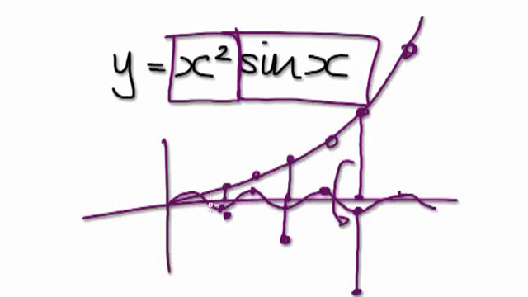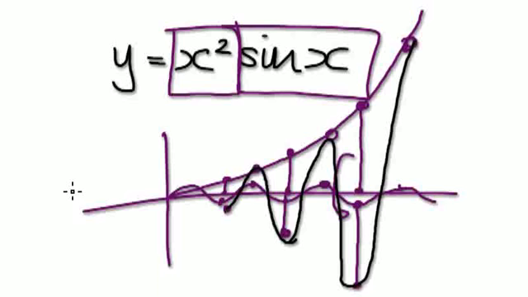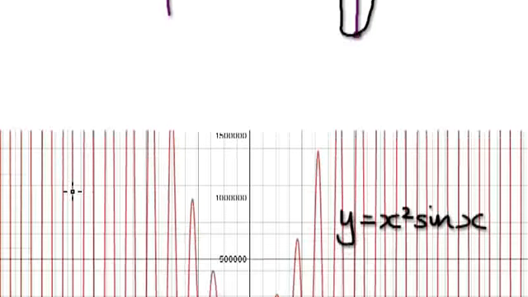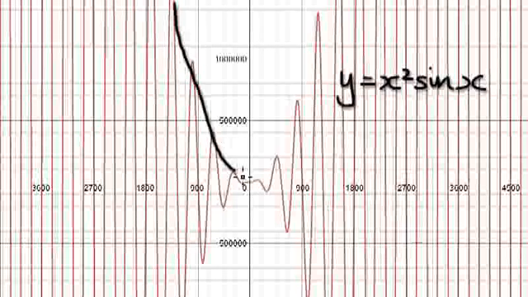So on the positive side, it will look something like this. Well, something like this, and it gets bigger and bigger. When you try and plot it, it will look like this. So believe it or not, this here is your y equals x squared sine of x.